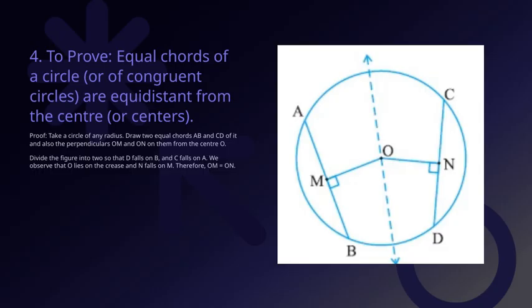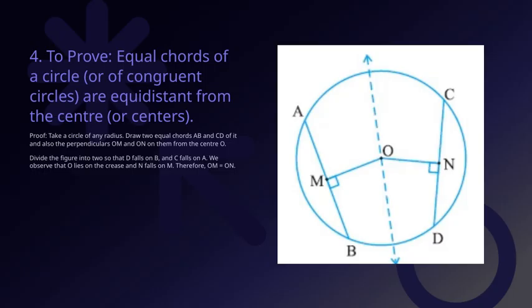Here's a clever part. If we imagine dividing the figure so that point D coincides with B and C coincides with A, the figure becomes symmetrical along a crease line. Because of this symmetry, the point O, which is the center, must lie on this crease, and points N and M, where the perpendiculars meet the chords, also align in a specific way. From this setup, we observe that the distances OM and ON are equal. This tells us that equal chords are equidistant from the center of the circle, which confirms our initial statement.